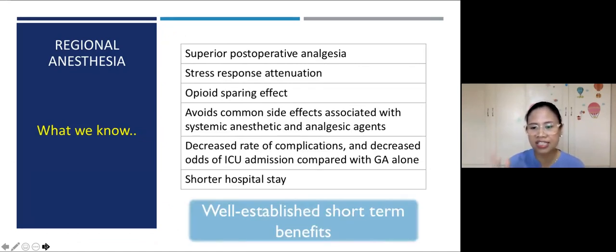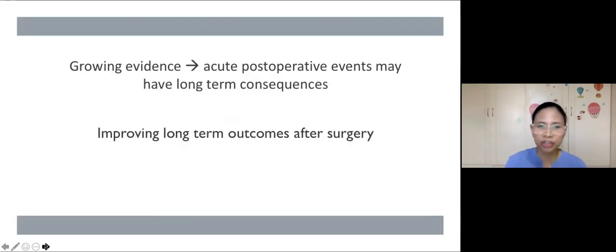Okay, so here's what we know about regional anesthesia. These are all well-established short-term benefits from this technique. There is growing evidence that acute post-operative events may have long-term consequences. So the goal right now is to prove that regional anesthesia has a benefit on long-term outcomes.